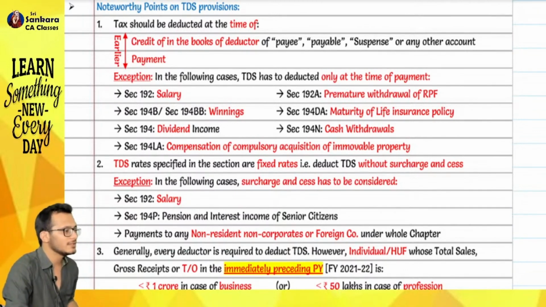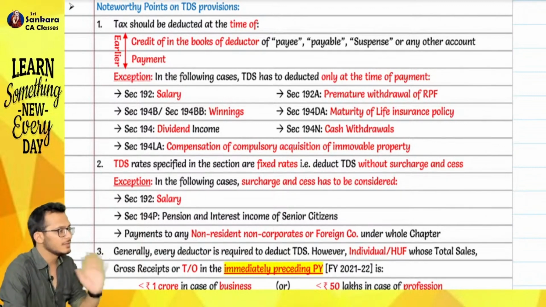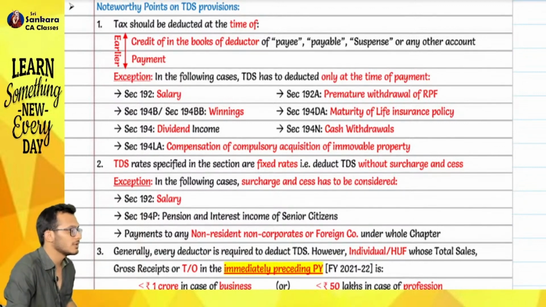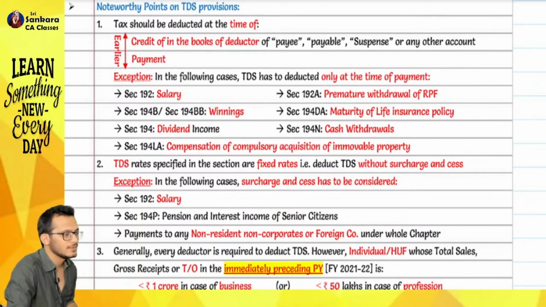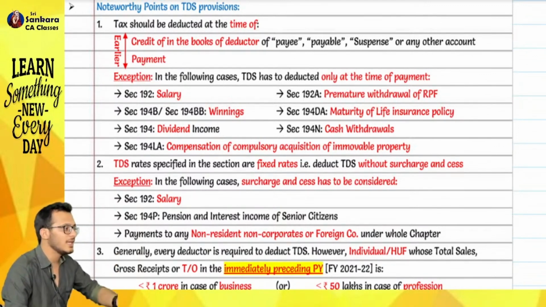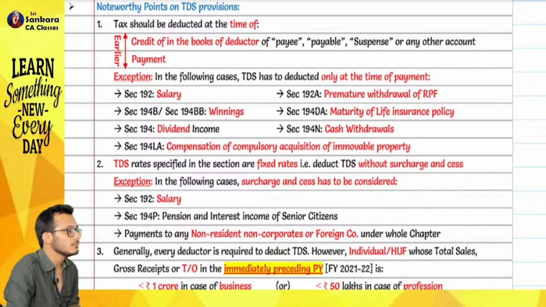In these cases, you will only be required to deduct TDS if you are an individual or HUF with more than 1 crore of business turnover or 50 lakhs of professional turnover. Only in that case will you be required to deduct TDS. Meaning if you are an individual or HUF below 1 crore, will you deduct TDS for HIJACR? No. Will you deduct TDS for 192? Yes, you will deduct TDS.